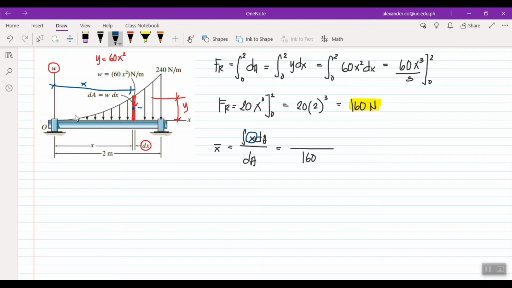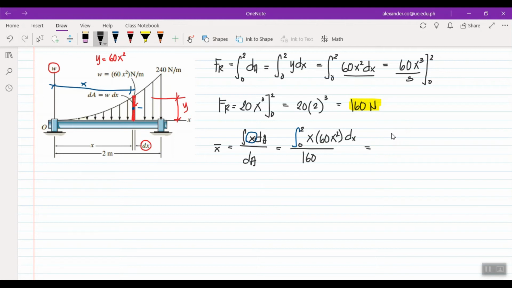Actually, another topic to eh. Kaya lang, since pumasok tayo dito sa conversion ng distributed load to resultant, kailangan natin yan. Okay? So, ito lang equation yan. Tandaan nyo na yan. So, again, this is from 0 to 2, x. Yung dA natin kanina nakuha na natin. Ito rin yun, yung dA, no? So, it's 60 x squared dx.